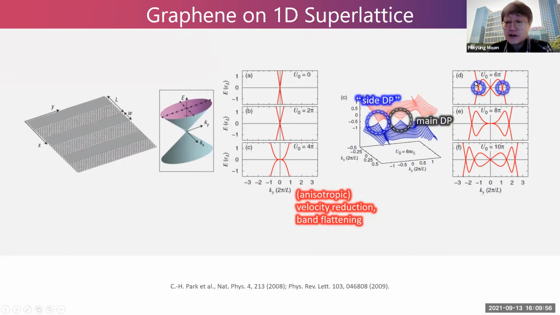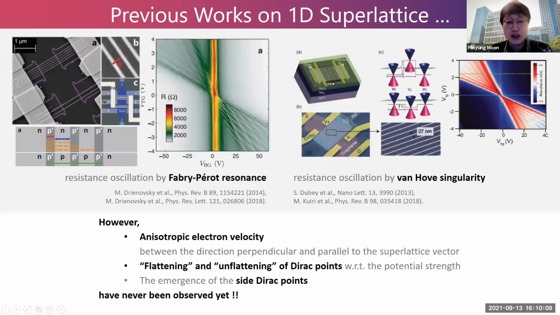Interestingly, we also get another side Dirac point at this strong potential. There have been a few previous research on a graphene one-dimensional superlattice. However, although they reported resistance oscillation by Fabry-Perot resonance and Van Hove singularity, there has been no report on anisotropic electron velocity, or flattening of Dirac points, or the mysterious side Dirac points.